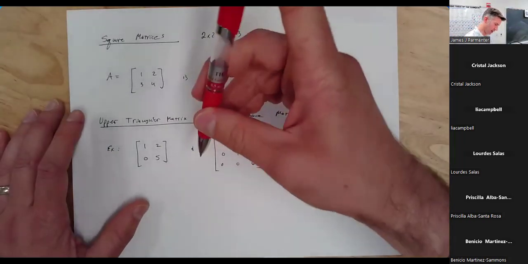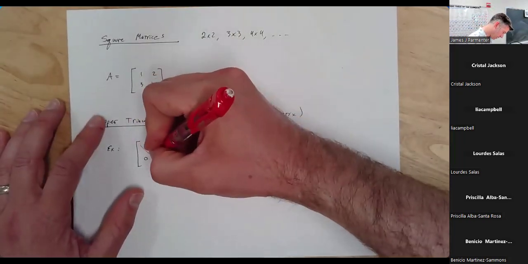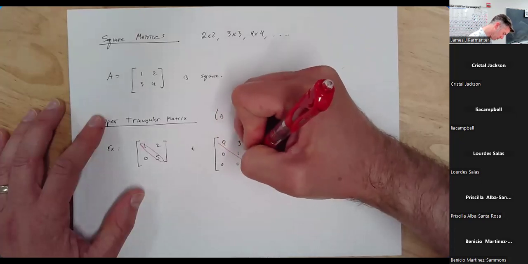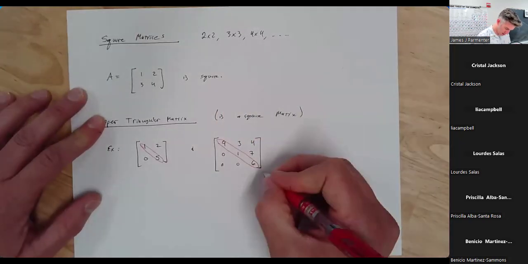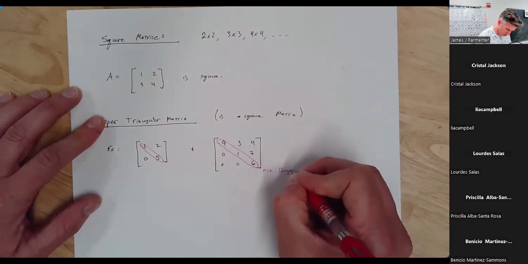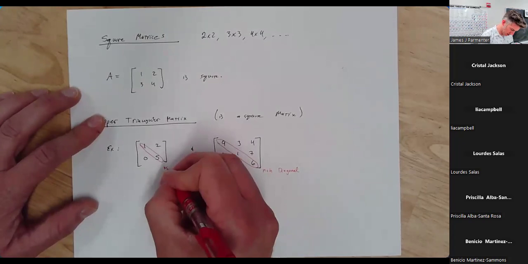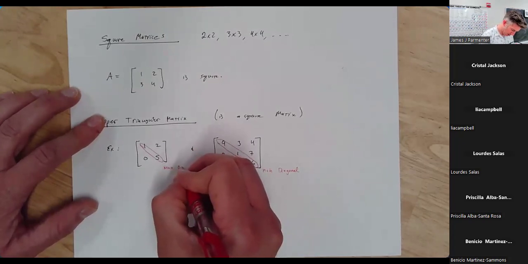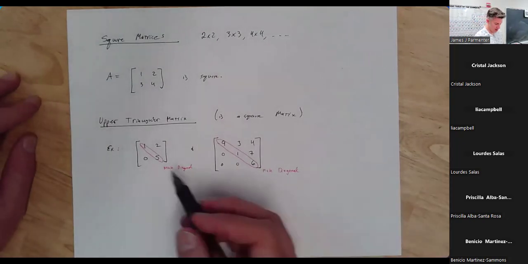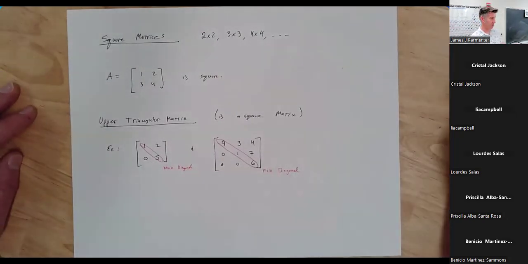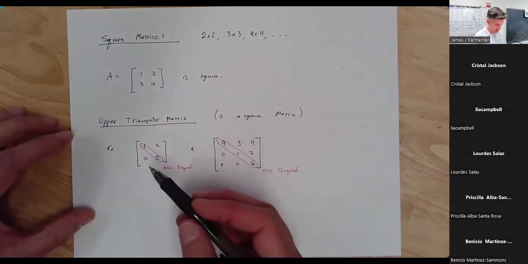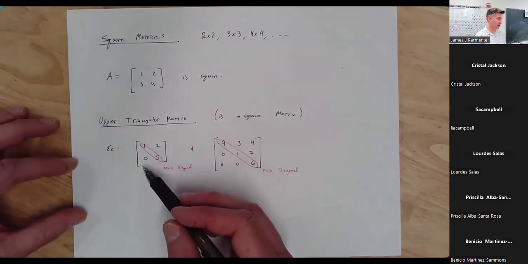I should point out this right here is the main diagonal of the matrix. It starts at the upper left corner and ends at the lower right corner. You only talk about the main diagonal for a square matrix. If your matrix is upper triangular, it means everything on or above the main diagonal can be non-zero, but it doesn't have to be. But everything below the main diagonal is 0.